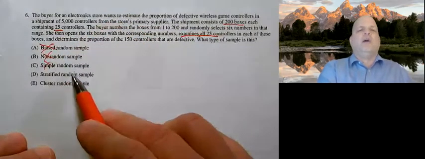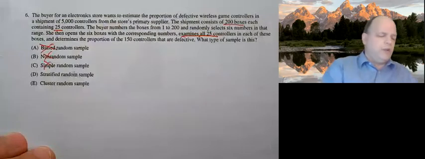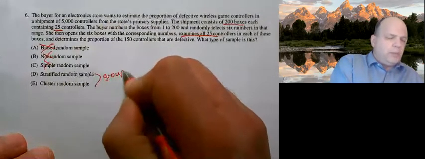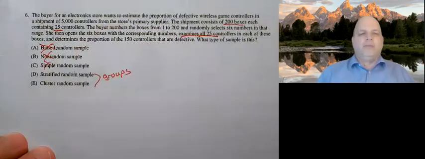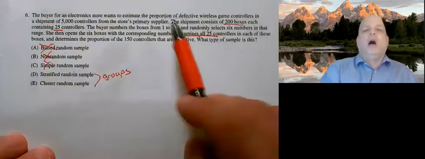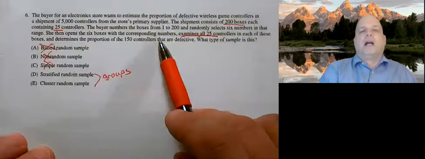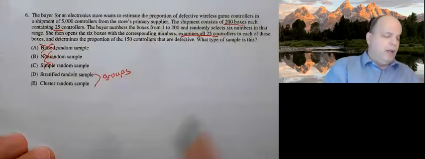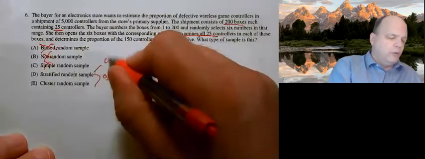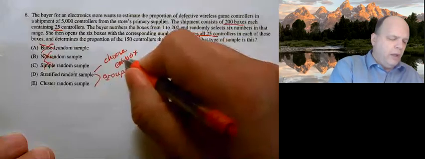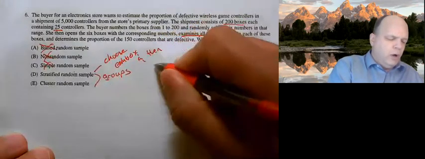So we're down to stratified or cluster, and really we should have jumped at this immediately because we knew we broke it into groups. Anytime you break it into groups, you're dealing with one of these. Now, with the stratified sample, you choose from every group. So if this were a stratified sample, I would choose from each one of the boxes and then do a random sample within the box. That would be stratified. Choose each box, and then do a random sample.